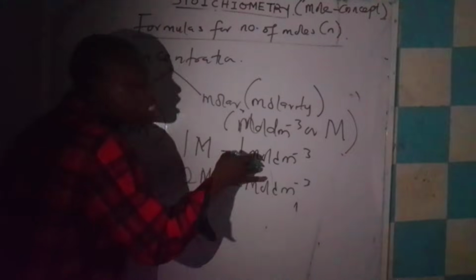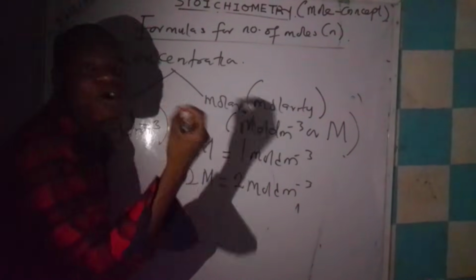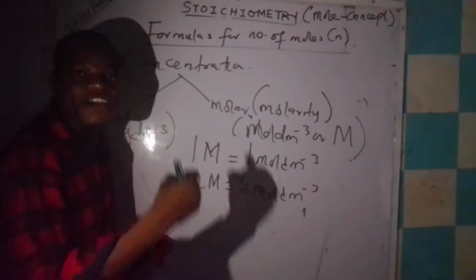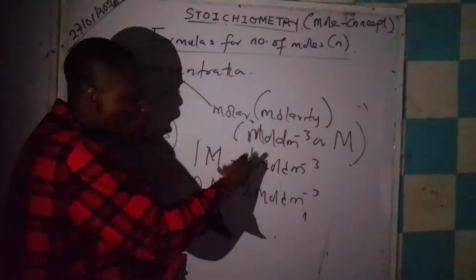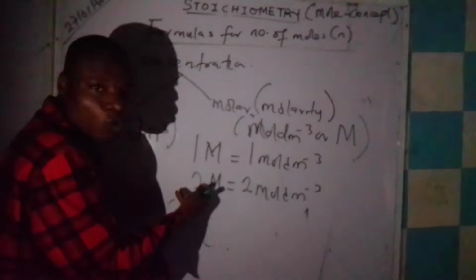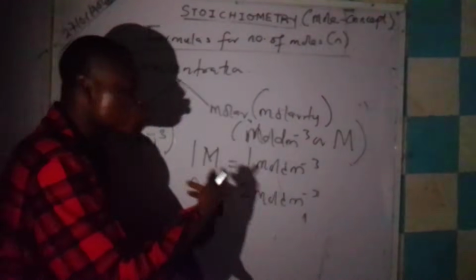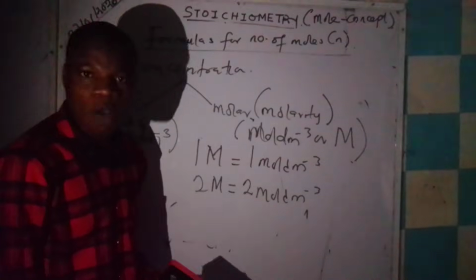Now, if you write it in mole per dm³, your m will be small letter. But if you write it in molar, it will be capital letter. 1 molar is the same thing as 1 mole per dm³. 2 molar is the same thing as 2 mole per dm³. I hope you are getting that.